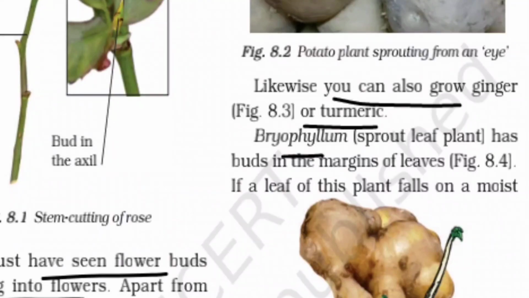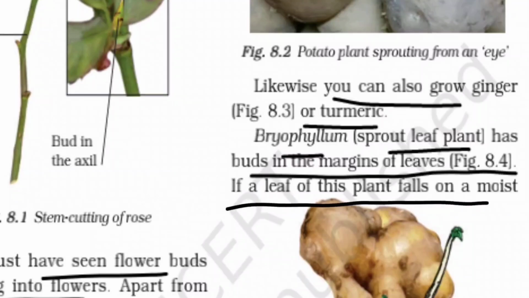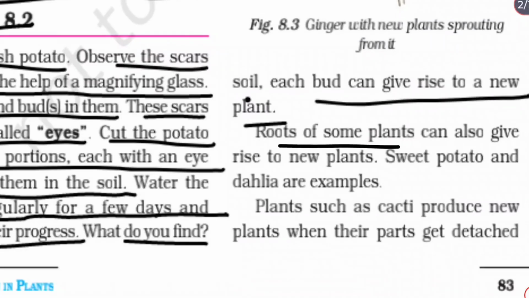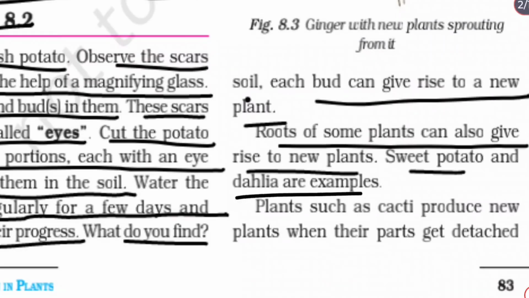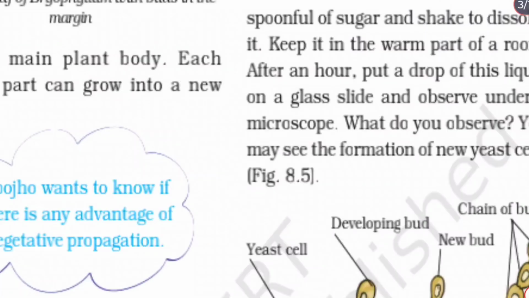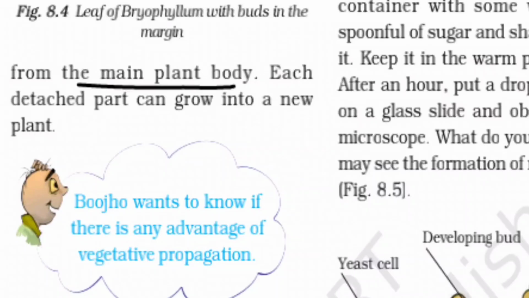Bryophyllum. This plant has buds in the margin of the leaf, figure 8.1. If a leaf of this plant falls on moist soil, each bud can give rise to a new plant. Roots of some plants can also give rise to a new plant. Sweet potato and dahlia are examples. Plants like cacti produce new plants when their parts get detached from the main plant body. Each detached part can grow into a new plant.